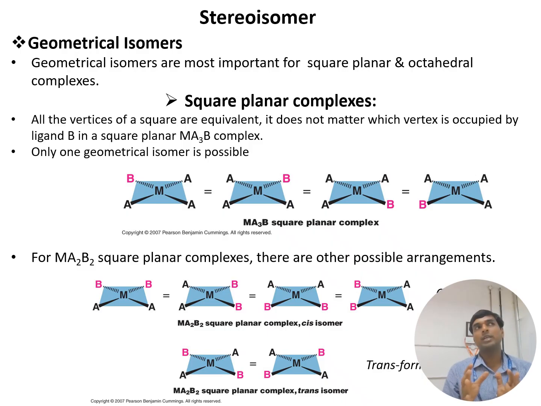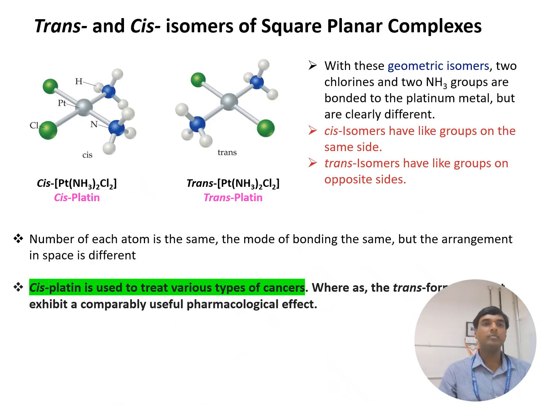Geometrical isomers: when two ligands are on the same side, they are called cis. When two ligands are on opposite sides, they are called trans. So for an MA2B2 complex, this is your cis isomer, and this is your trans isomer when they are on opposite sides. A well-known example is cisplatin and transplatin. In cisplatin, the two ammonia groups are on the same side, and in trans they are on opposite sides.